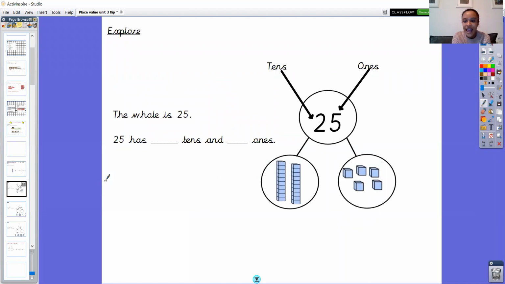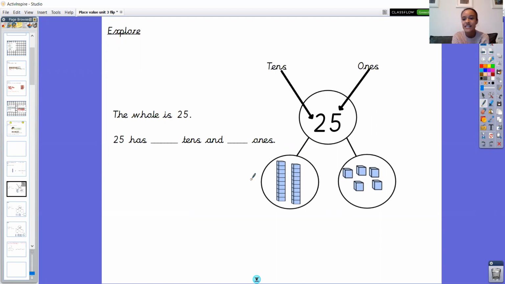Here, I have got a part-whole model. We see the part-whole model an awful lot, don't we? It comes up in everything that we do. That's why it's so important to know our wholes and the two parts, which I know you do. So in my whole, I've got the number 25. Okay, and my first sentence says the whole is 25. Then my next part says 25 has something tens and something ones.